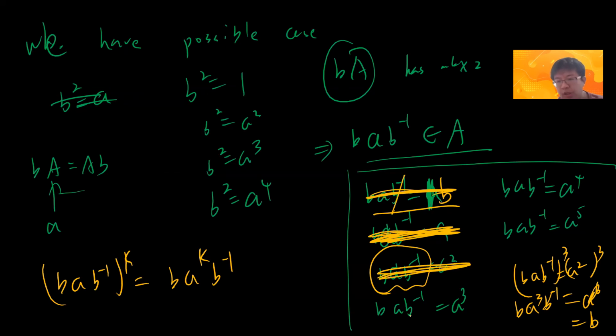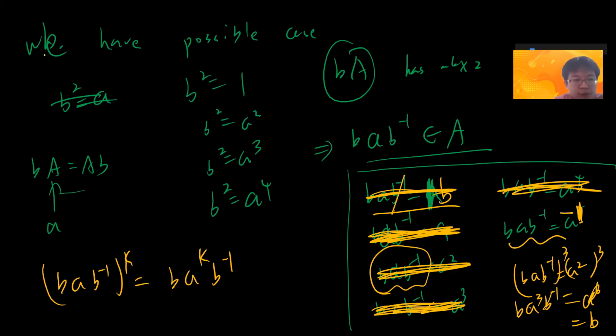Okay, and you can check that if you use this, and if you use this, then if you do the cube, or if you do the square, you get a contradiction, right? This is also impossible. This is also impossible. So the only possible case is that BAB inverse is A^-1. Okay, so the final result is that we have BAB inverse is A^-1.